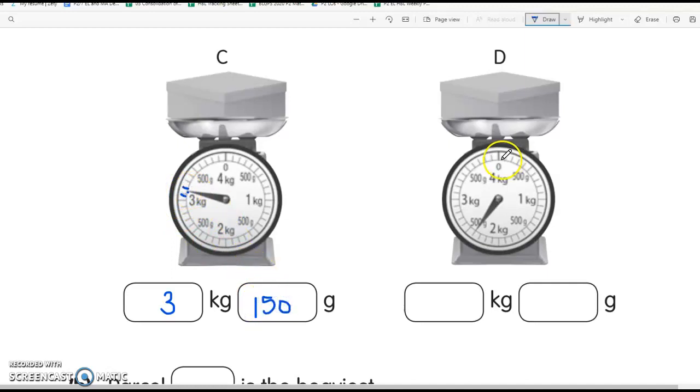Okay. Now let's move on to parcel D. Let's fill up the kg. It passes by 2 kg. It's between 2 and 3. So we take 2 kg. And this is very straightforward. The needle is pointing exactly on the interval. So therefore, this is 400 grams. Did you get this right?